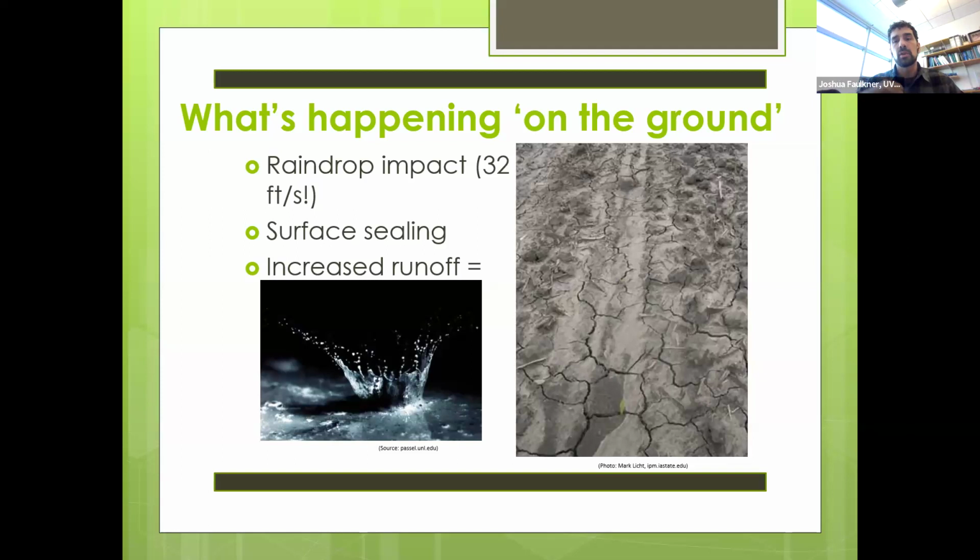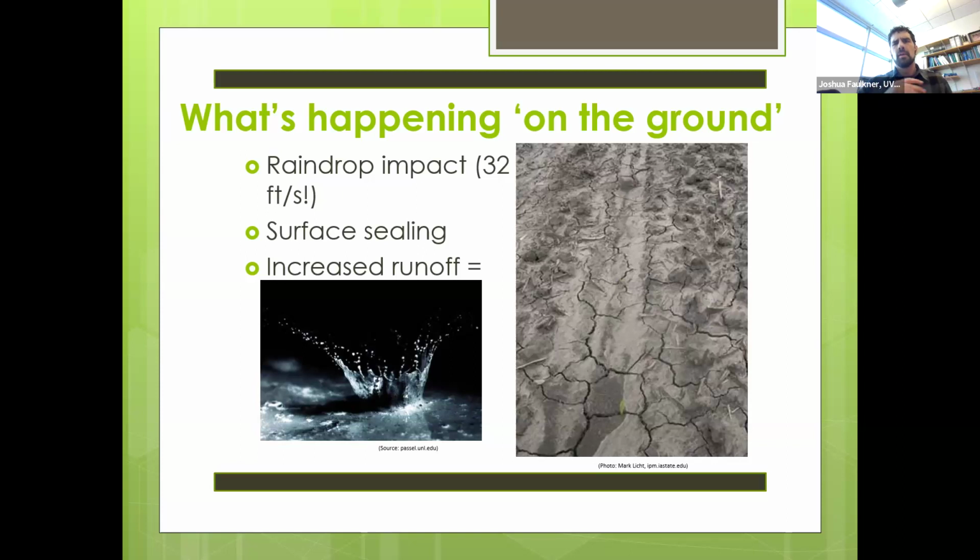When they hit those aggregates, it's like, if you imagine the cartoons when a meteor hits the surface of a planet and it just blows chunks everywhere. That's what happens when a raindrop hits those aggregates. If they're not really stable aggregates, it blows them apart into their constituent particles. And those individual sand, silt, and clay particles settle back onto the surface. And when they do, they fill in the pore space, and you create what's called surface sealing.